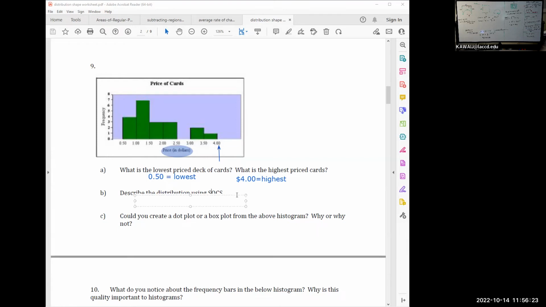So this would be bimodal, yeah, bimodal. And you could say that there is a gap and 2 peaks. Yeah, so the 2 peaks would be bimodal. And I think that's it. I don't think this is symmetric. I don't think this is skewed right because you have a little gap over here. I think that's about it.